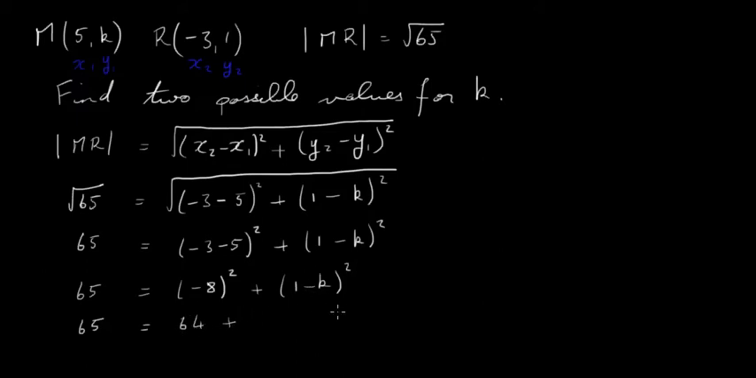Now I've got to square this out here. So I'll do that here in the rough work. So we're going to take 1 minus k and we're going to square it. So really what we're going to do is take this 1 minus k, and I'm going to multiply it by itself, 1 minus k.